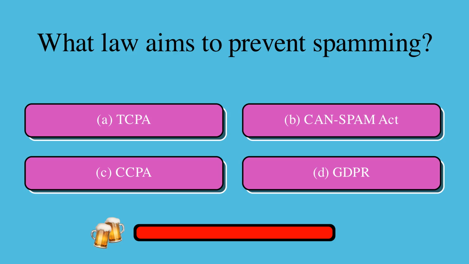What law aims to prevent spamming? Is it A, TCPA, B, CAN Spam Act, C, CCPA, or D, GDPR? The correct answer is B, CAN Spam Act.